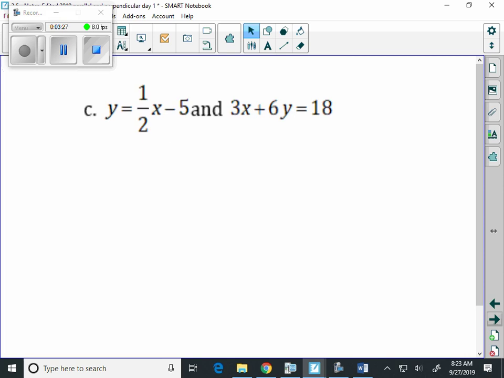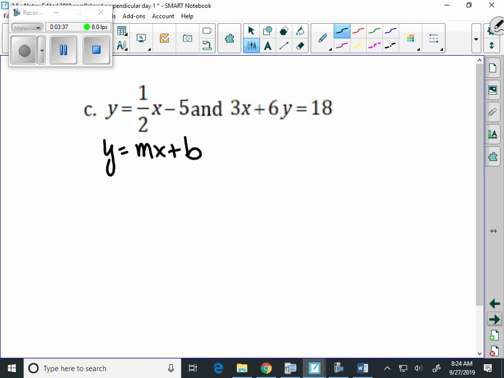If we look at letter C, the nice part is on the first equation, it's in slope-intercept form. Y equals mx plus b. Something that you talk about in Algebra 1 a lot. But our slope on this particular problem is 1/2. Over here to the right, we cannot identify what the slope is until we rewrite the equation in slope-intercept form.